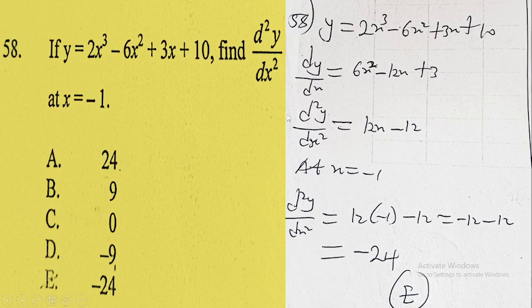Then if you differentiate again, 2 comes down, that is 12x. Then differentiate minus 12x, that gives us minus 12. Differentiate 3, that gives us 0. So d²y/dx² will give us 12x minus 12. Then at x equals minus 1, put minus 1 here. That means you have 12 multiplied by minus 1 minus 12. Minus 1 times 12 gives us minus 12. So minus 12 minus 12 gives us minus 24. So the right option there is option E, which is minus 24.